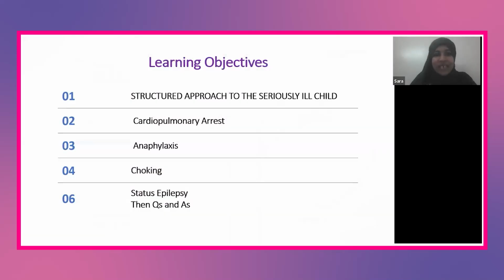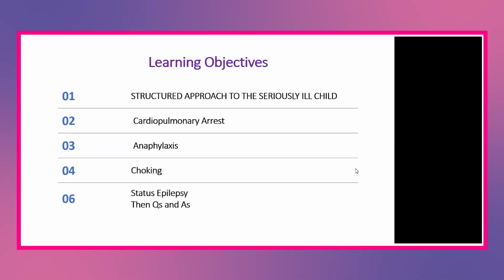We will start our learning objective by knowing the structured approach for the seriously ill child. We will go through cardiopulmonary arrest, anaphylaxis, shock, and status epilepticus, and our favorite part, the questions and answers. So let's get started.